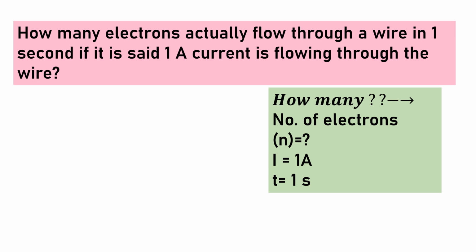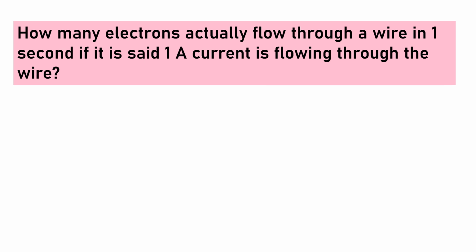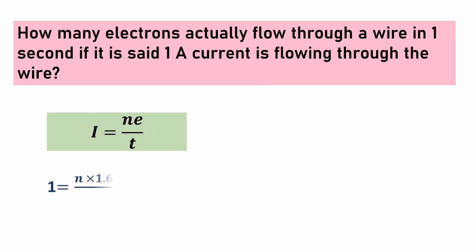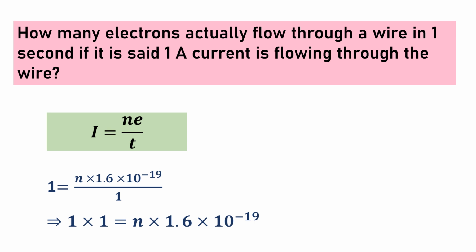In the question, we already have the information that the amount of current is 1 ampere. So I can be taken as 1 ampere, and the time is also given, 1 second. Now we have to choose a formula where we have I, n and t. We have chosen I equals n e by t. Let's put the values. The value of I is 1. The value of n we do not know, we have to find out, and the value of e we already knew, we have to remember. I told you the charge on one electron is 1.6 into 10 raised to minus 19.